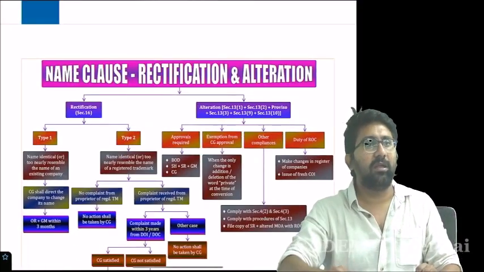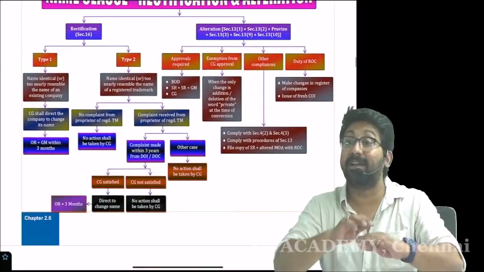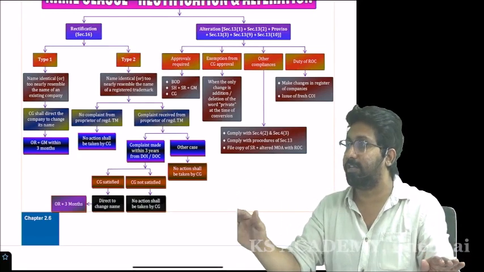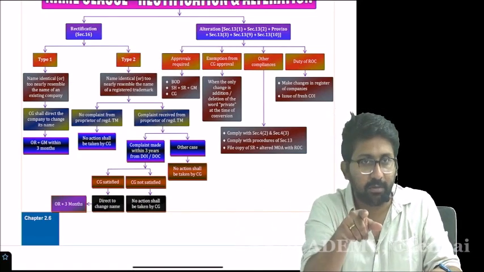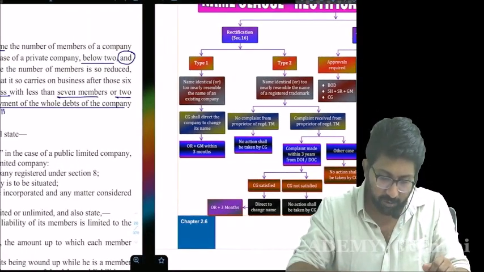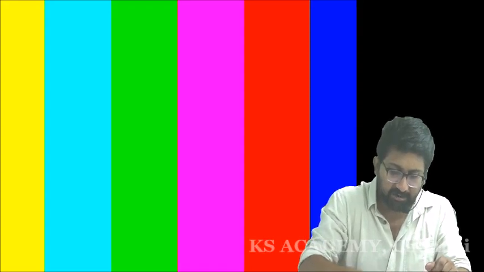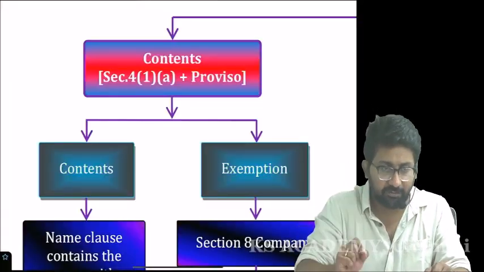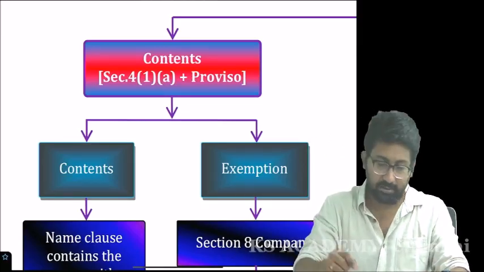Simply to say, if you complete chart 1 and chart 2 on the name clause, you have completed everything regarding the name clause. There is nothing to ask beyond this. Hope you can understand what I said now. So like that we are trying to cover. Okay, so let's come to section number 4. In the same sequence, open the chart. See the section number I have written. What is the section number? Section 4, subsection 1, clause (a) and proviso.